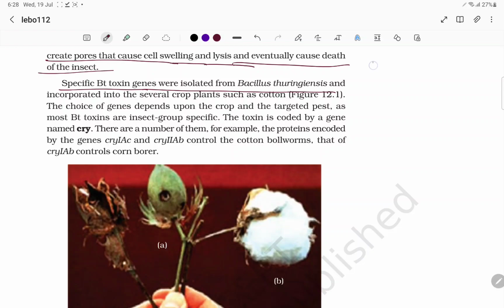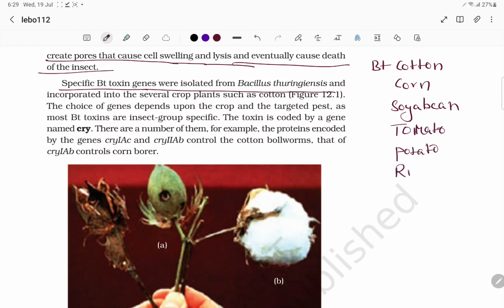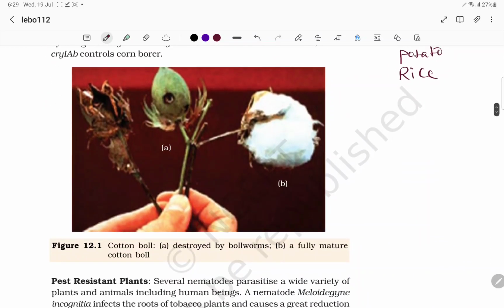We already have seen, right? Bt cotton, Bt corn, Bt soybean, tomato, potato, rice. So isolated and incorporated into several crops such as cotton. So this is the picture showing you the cotton boll destroyed by bollworms. So this is a fully matured cotton boll. So this is destroyed by the bollworms.